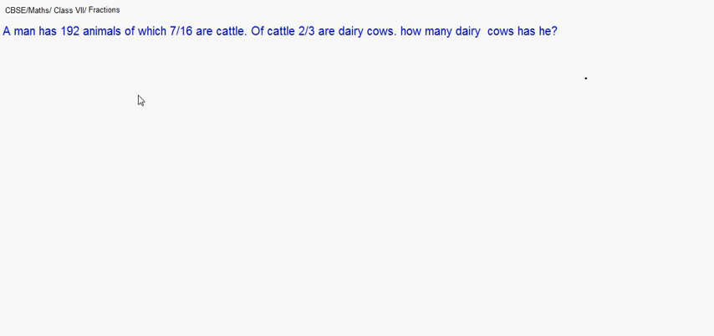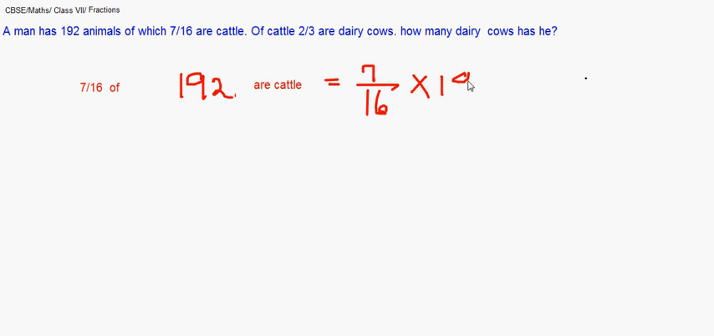A man has 192 animals. Out of this, 7 by 16 are cattle. So I'll write 7 by 16 of 192 are cattle. So we solve in numbers. What is that number of cattle? That is 7 by 16 into 192.